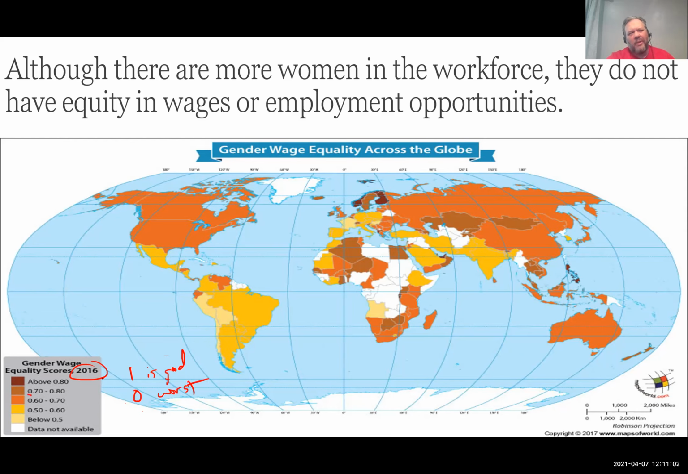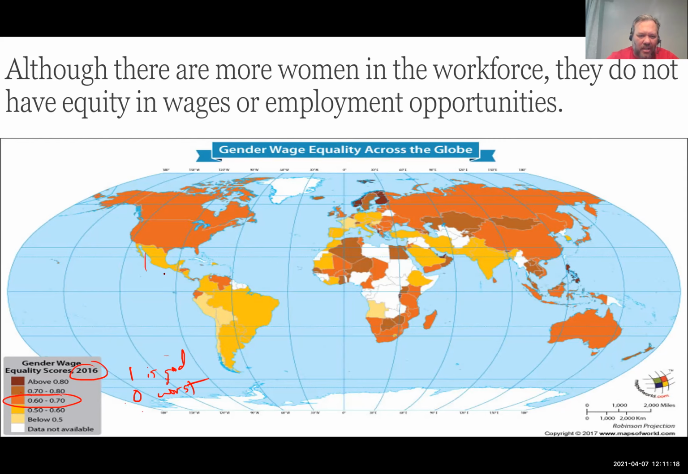And again, how these things are measured does make a difference, but this does give us a general impression of what's going on in the world and where things are more or less equal in terms of pay. All righty, and so you can see the U.S.